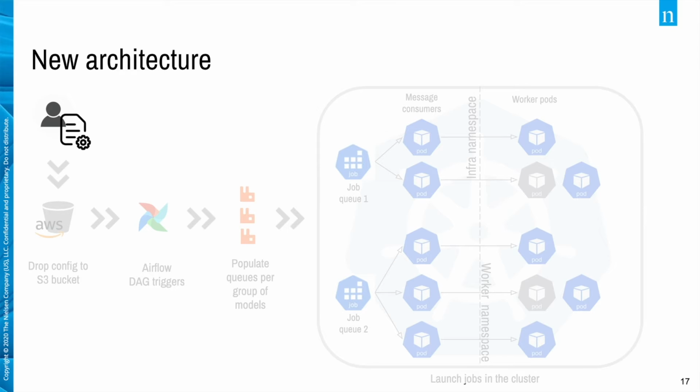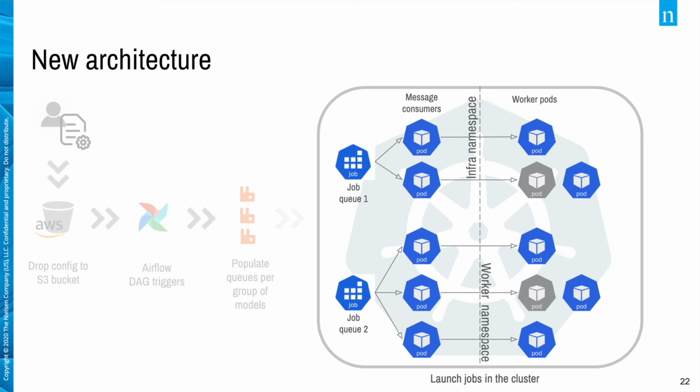Okay, now we're ready to look at the new solution. So in the new solution, the data scientists write configuration files and drop them into an S3 bucket. And this is where their job ends. Now they only wait for a message to be sent to them that the model is built. So we have a bucket with multiple configuration files, which is pulled by an Airflow DAG on a predefined schedule. Once the Airflow DAG finds at least one configuration file, it takes them and populates one queue per group model, meaning each group model will be processed by a different queue and a different workload.